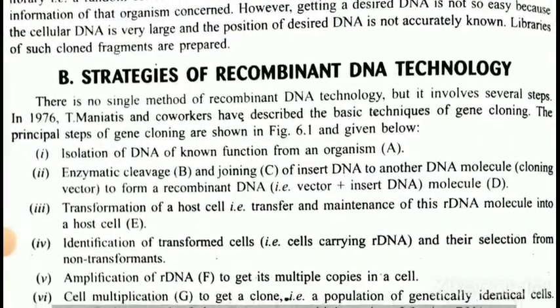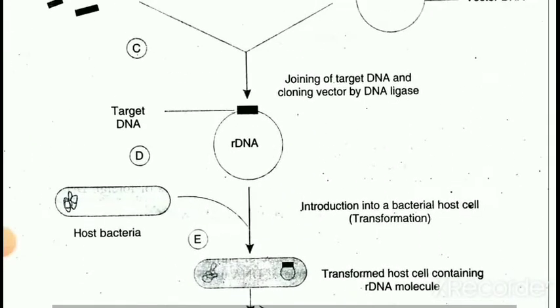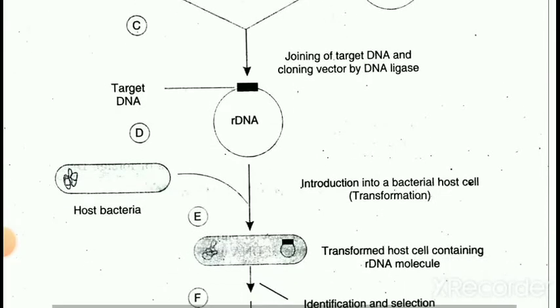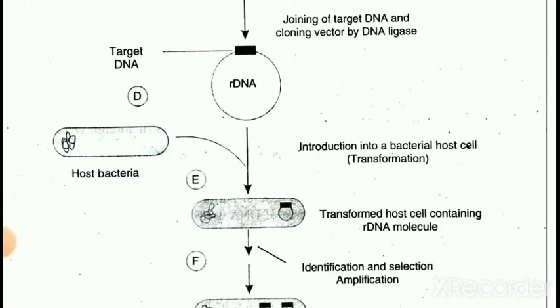B. Strategies of recombinant DNA technology. There is no single method of recombinant DNA technology, but it involves several steps. In 1976, Methodis and co-workers described the basic techniques of gene cloning. The principal steps of gene cloning are shown in figure 6.1 and given below. 1. Isolation of DNA of known function from an organism A. 2. Enzymatic cleavage B, and joining C, of insert DNA to another DNA molecule, the cloning vector, to form a recombinant DNA, i.e. vector plus insert DNA, molecule D.